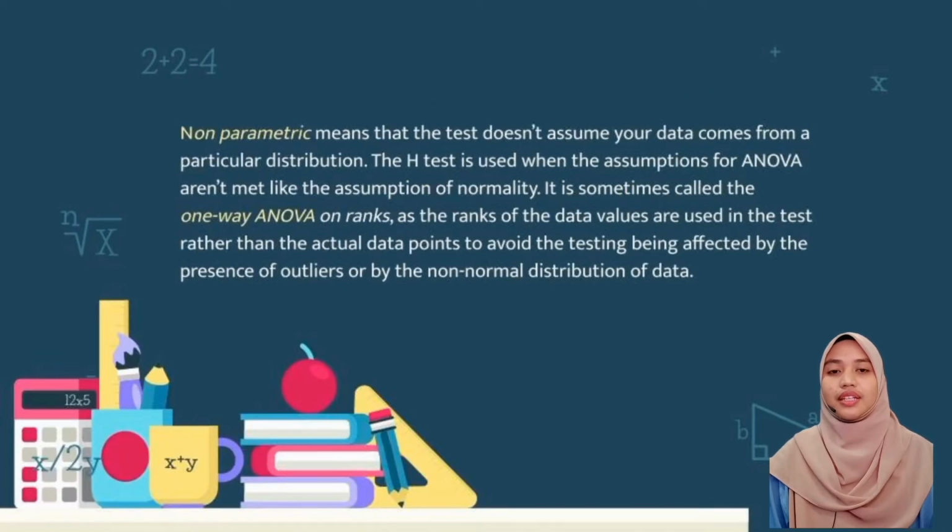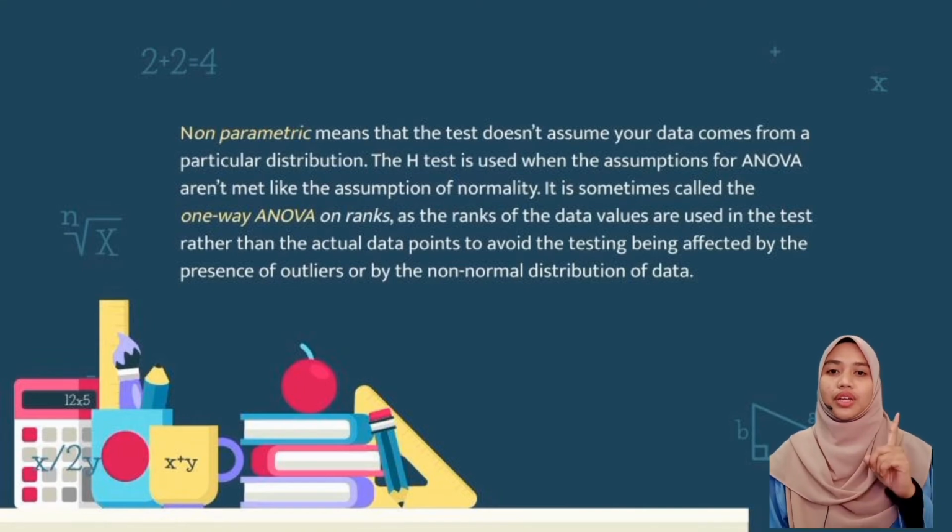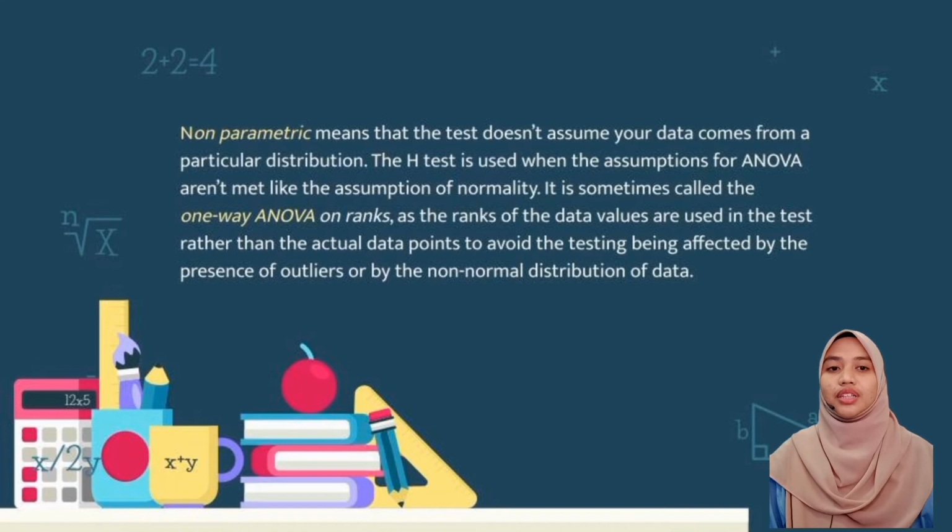Non-parametric means that the test doesn't assume your data comes from a particular distribution. The test is used when the assumptions for ANOVA are not met, like the assumption of normality. It is sometimes called the one-way ANOVA on ranks, as the ranks of data values are used in the test rather than the actual data points, to avoid the testing being affected by a non-normal distribution of data.